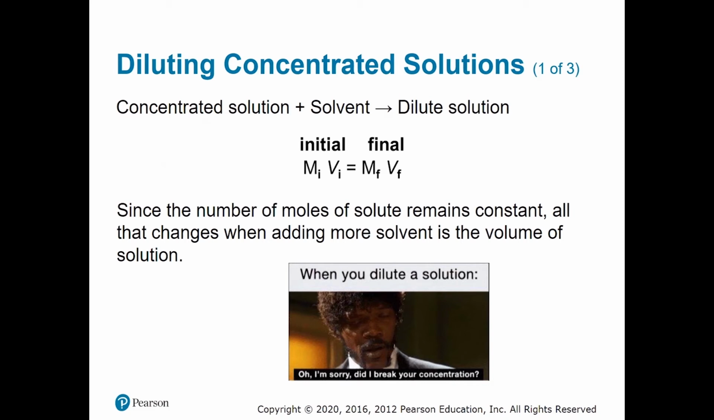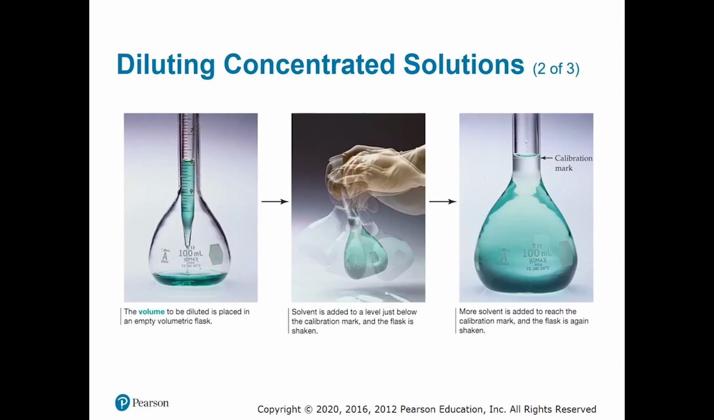One nice thing about this equation is since volume appears on both sides of the equation, you don't even need to convert your volumes to liters first, because if you have milliliters on both sides, those units will just cancel each other. Here's what the process actually looks like. We use a graduated or volumetric pipette to transfer a measured volume of a concentrated solution to a volumetric flask, and then add solvent with mixing until we reach the calibration mark.